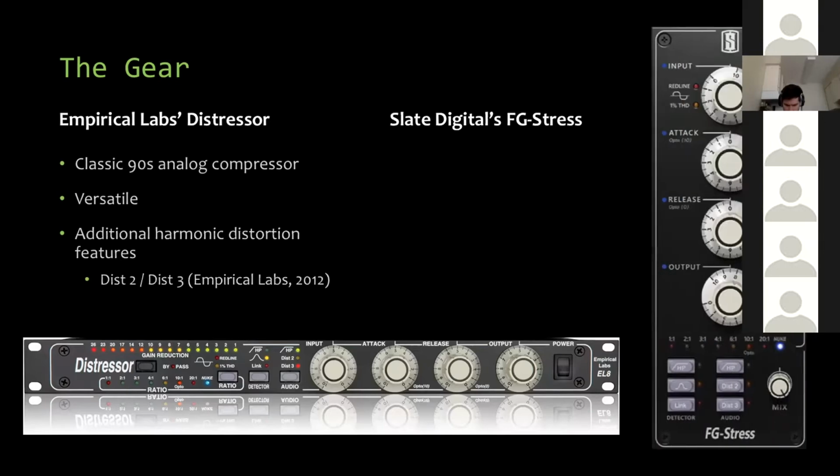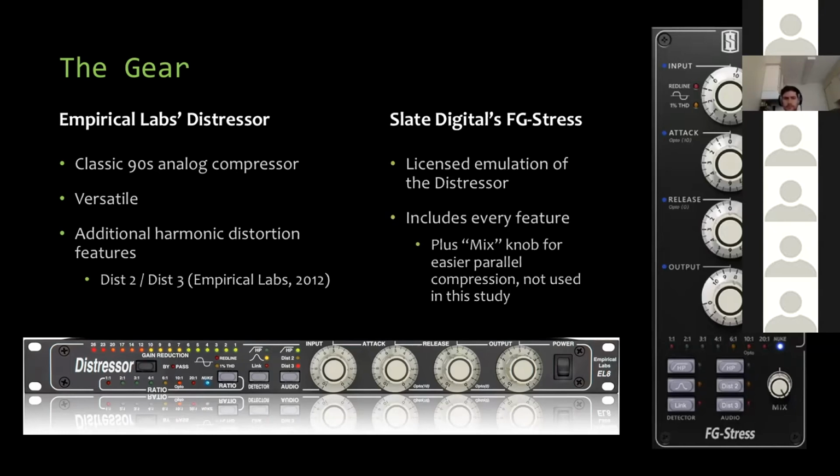For its digital counterpart, I chose Slate Digital's FG Stress, a licensed emulation of the Distressor. It models every feature of the analog hardware and also includes a mix knob that was not used for this study, but I think would be interesting to implement in a future version of this study.